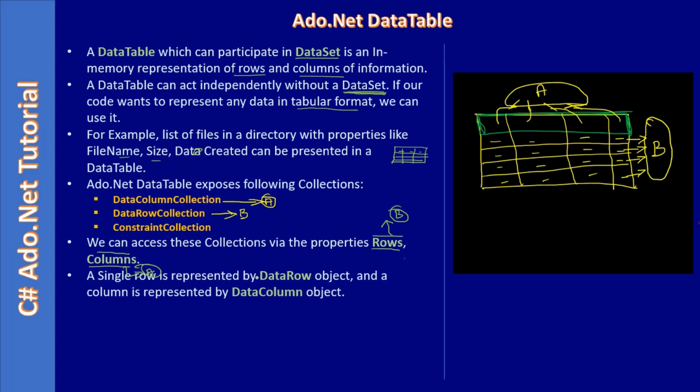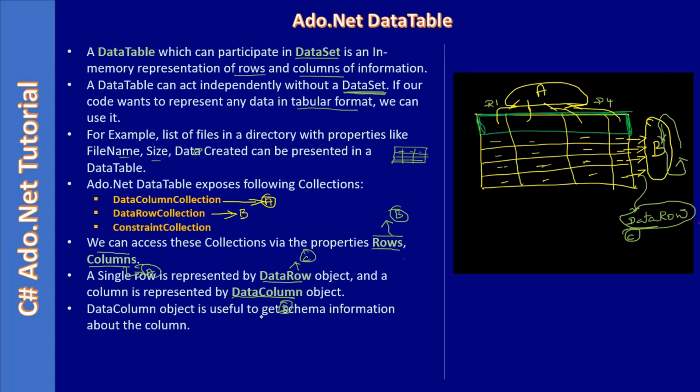A single row is represented by a data row. So if you take this, this is a data row. That means when you iterate over the data row collection, you will get a data row, and from the data row you can read the value, right? A single row is represented by the data row and a column is represented by a data column. D1, D2, D3, D4 here in our example.